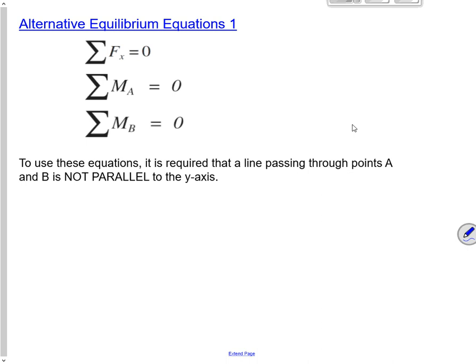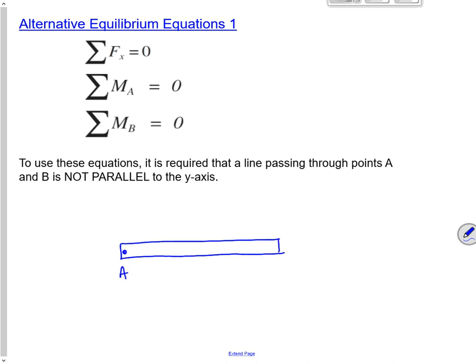Now, if I do this, there are some restrictions on what those moment equations have to satisfy. I calculate the moment about A and the moment about B. The trick is that in this case, I've eliminated the y equation, the forces in the y direction. So if I draw a line through points A and B, it can't be parallel to the y-axis, the one I eliminated.